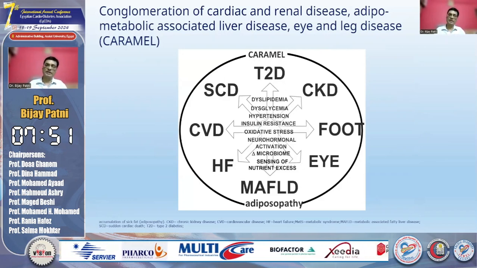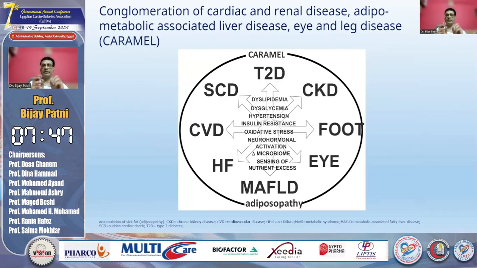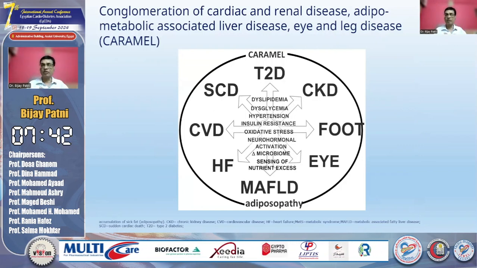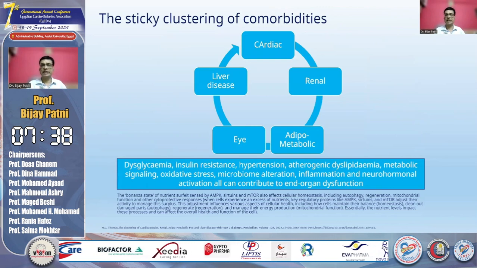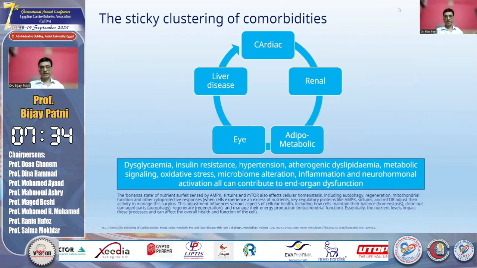You have the peripheral arterial disease, the eye component is also there, and ultimately the manifestation of type 2 diabetes as a part and parcel of the conglomeration of these chronic disorders. So this sticky clustering of the disease is what is known as caramel disease.